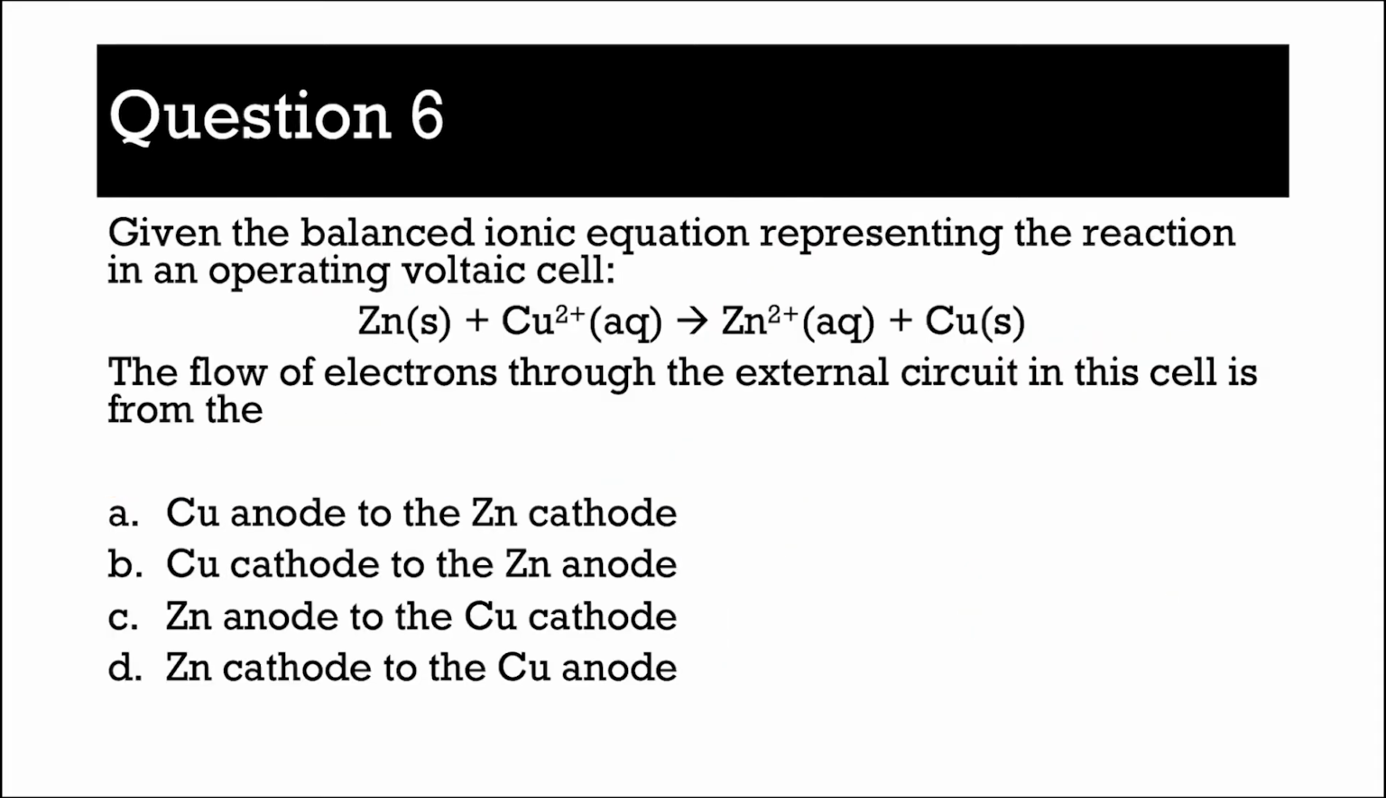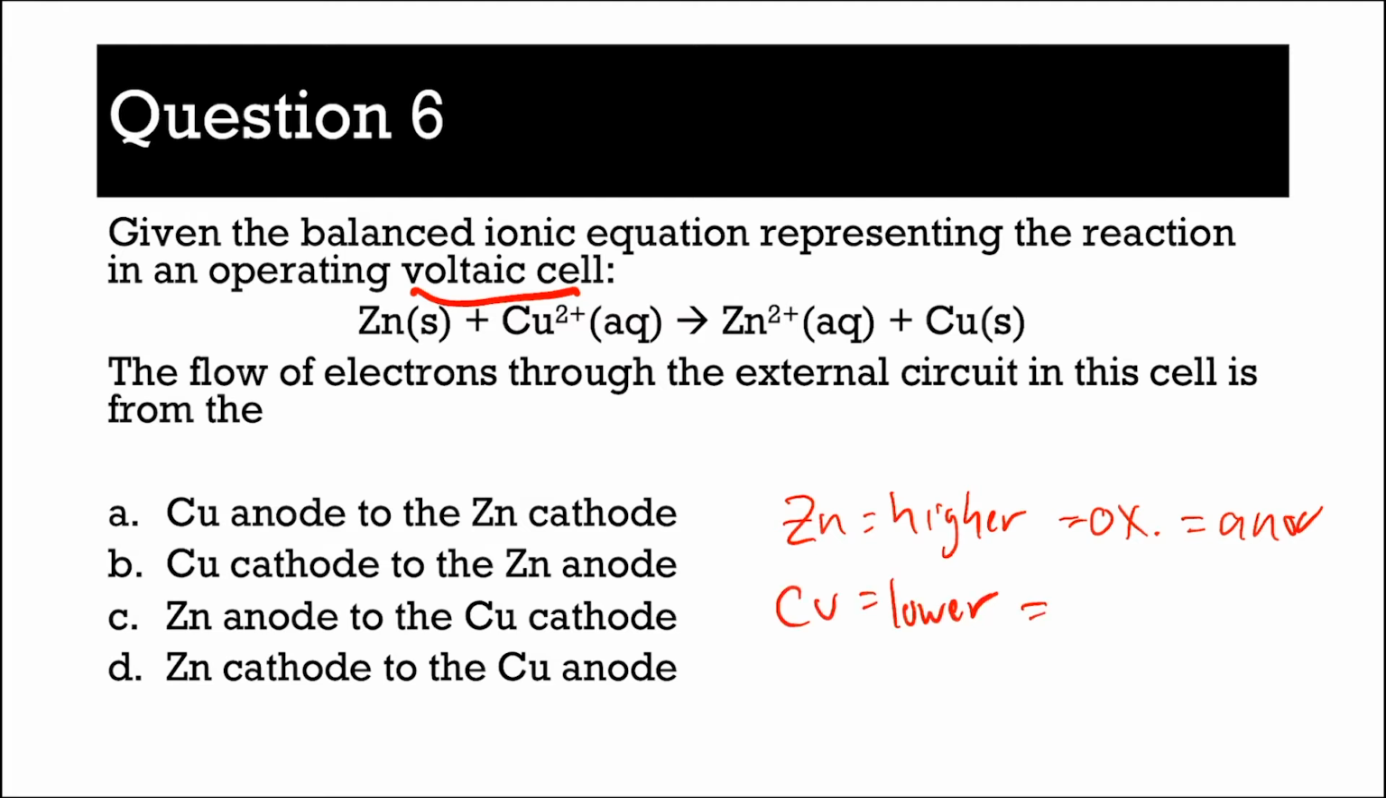Okay, number 6 says, given the balanced ionic equation representing a reaction in an operating voltaic cell, the flow of electrons through the external circuit in the cell is from the what to what. So we don't really need the picture for this. What you need is, again, we need to figure out which is the anode and which is the cathode. So this is very similar to question 1. So between zinc and copper, zinc is higher up, which makes it oxidized, which makes it the anode, and copper is lower, which means it is reduced, and that is the cathode.